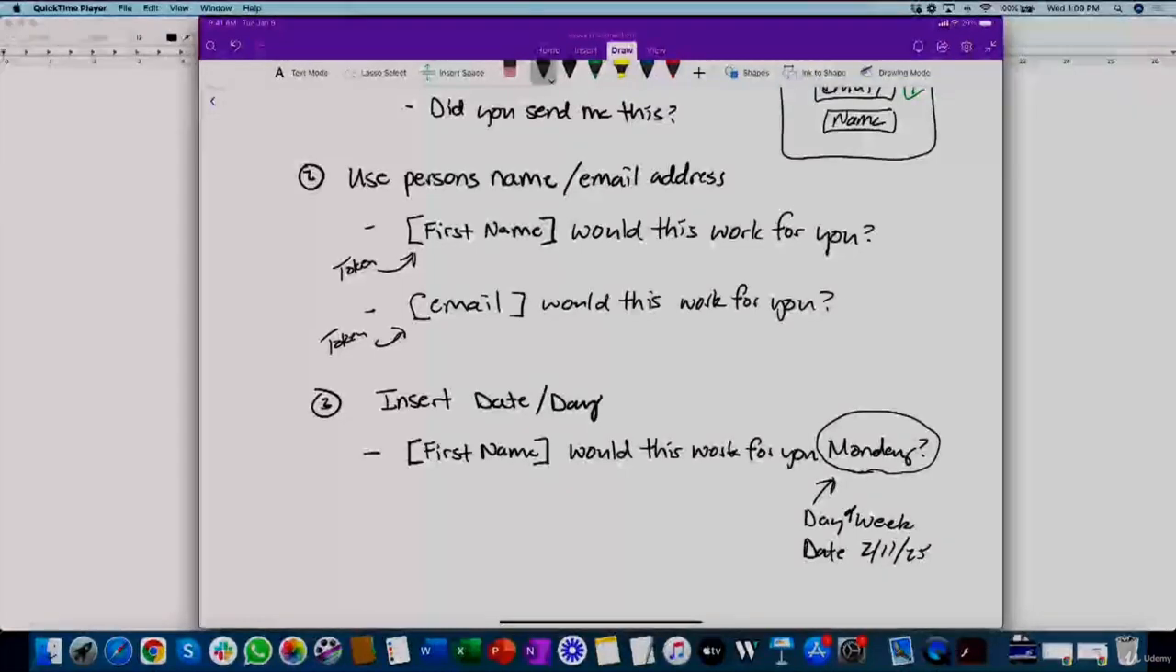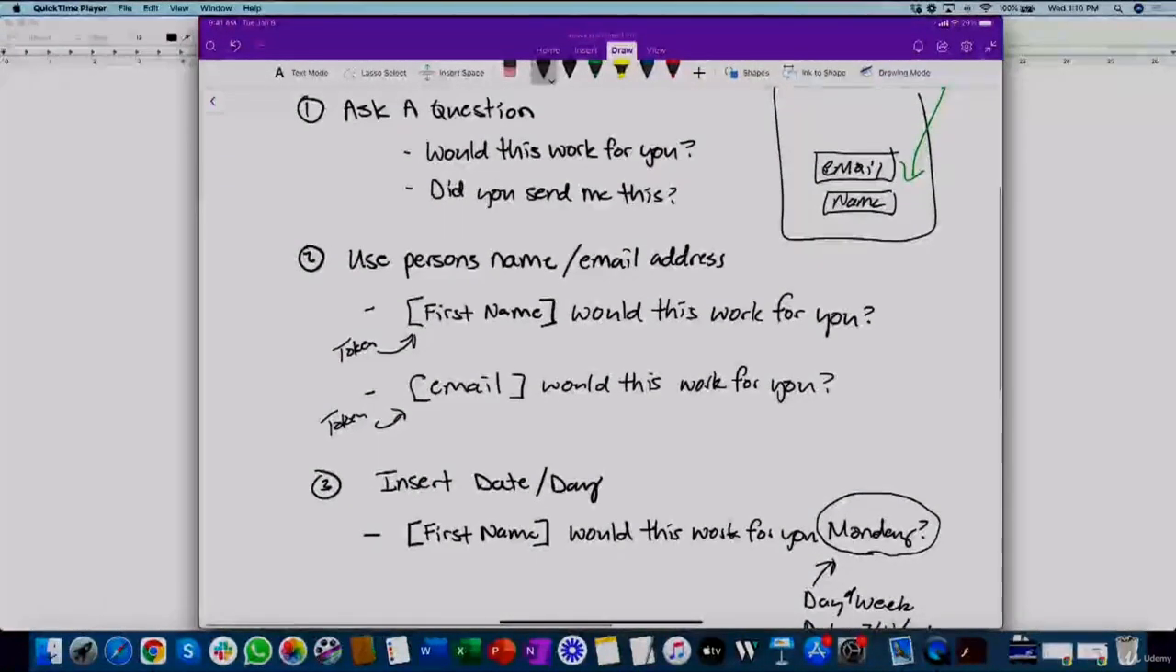People respond to current things when they see that there's something very specific happening on a specific day or a specific time. This tends to generate really, really good results. So it makes a lot of sense. It works really well, and it's something that I think every single person should be doing. So first name, would this work for you on Monday or on 2/11/25 or whatever the case may be? Inserting again the day and the date. These are three really, really good strategies.